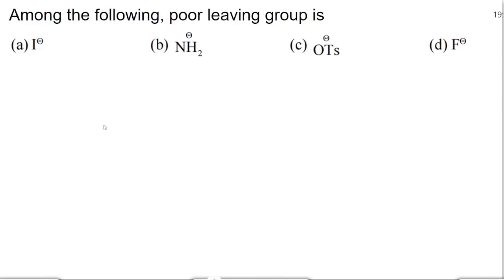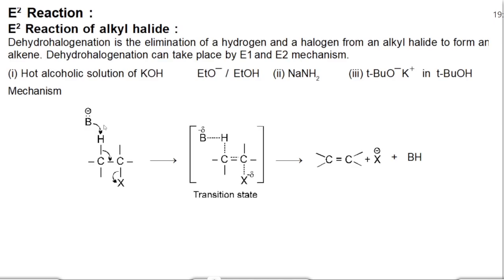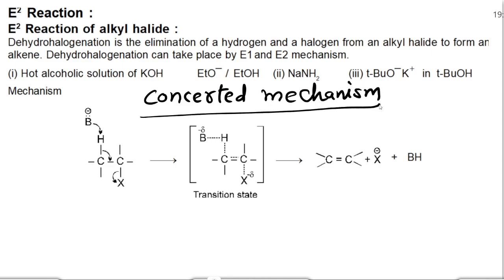Among the following, the poor leaving group should be fluoride. Okay, now the E2 reaction. In the E2 reaction, dehydrohalogenation is one of the reactions. It leads to the removal of hydrogen and halogen in a single step, which is called a concerted mechanism, because both the groups are removed in the same step. So dehydrohalogenation can take place by an E2 mechanism.